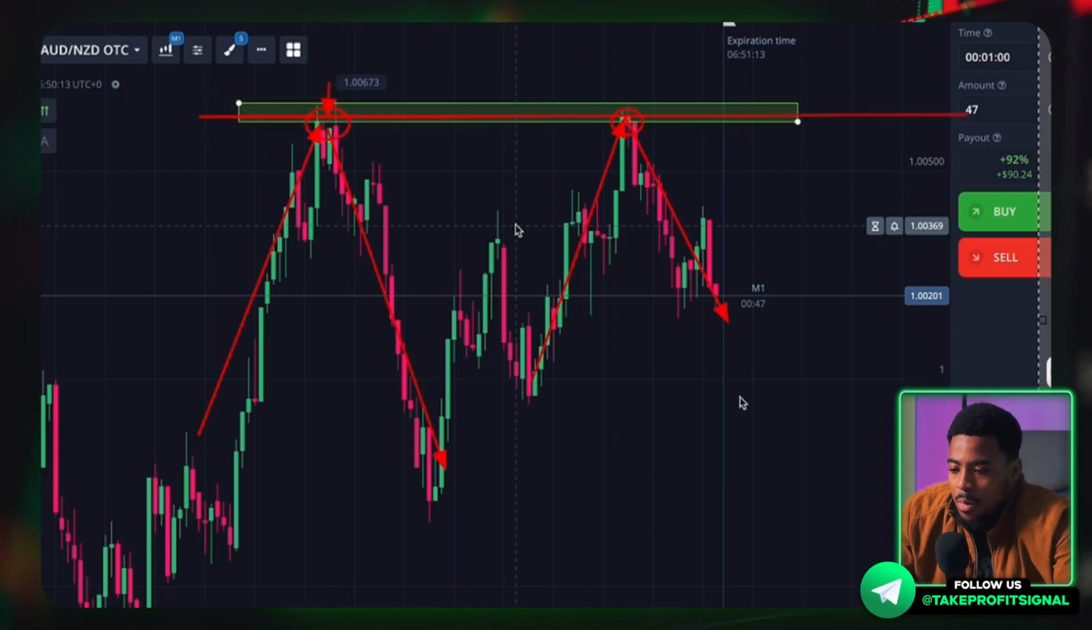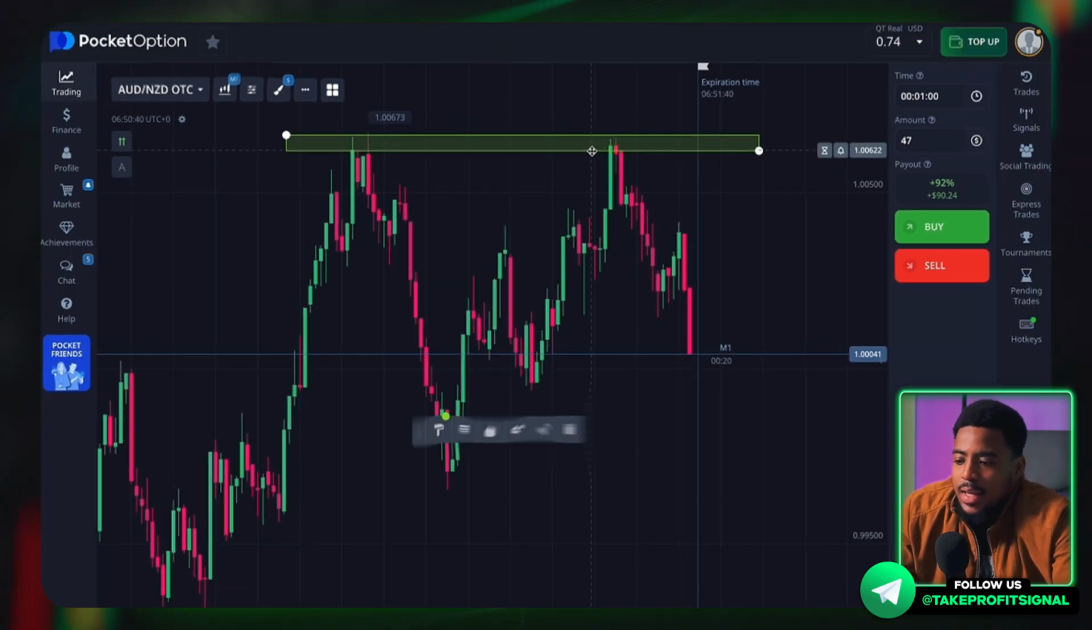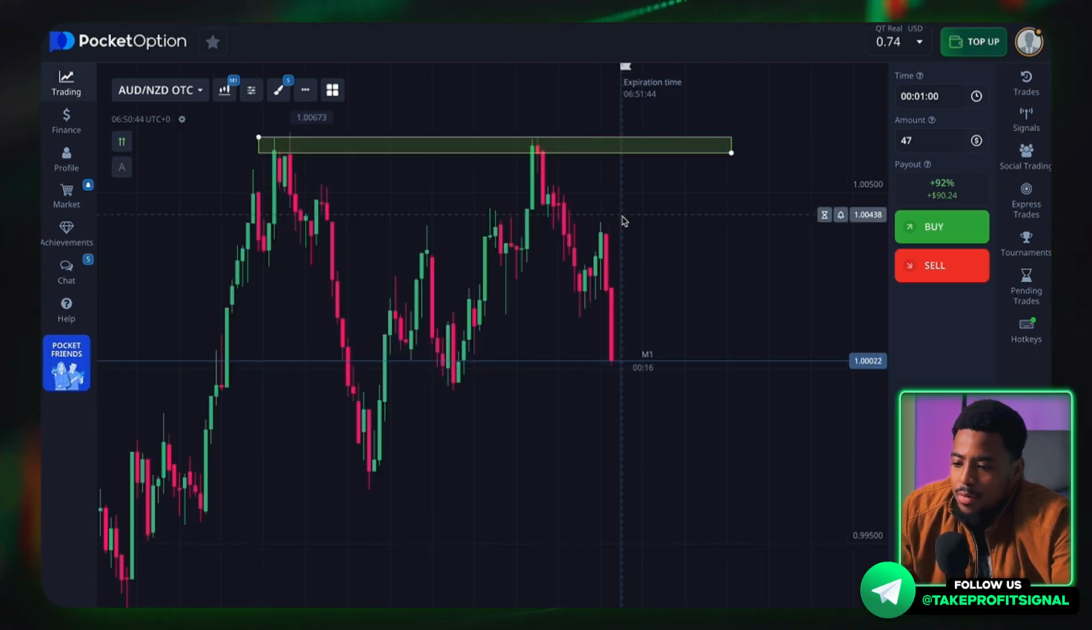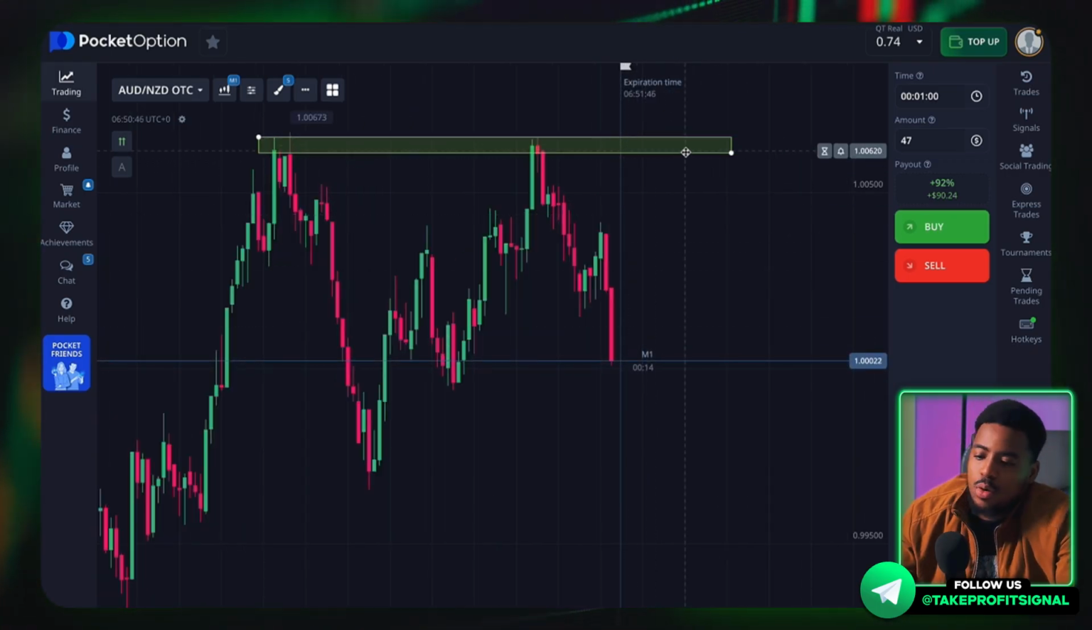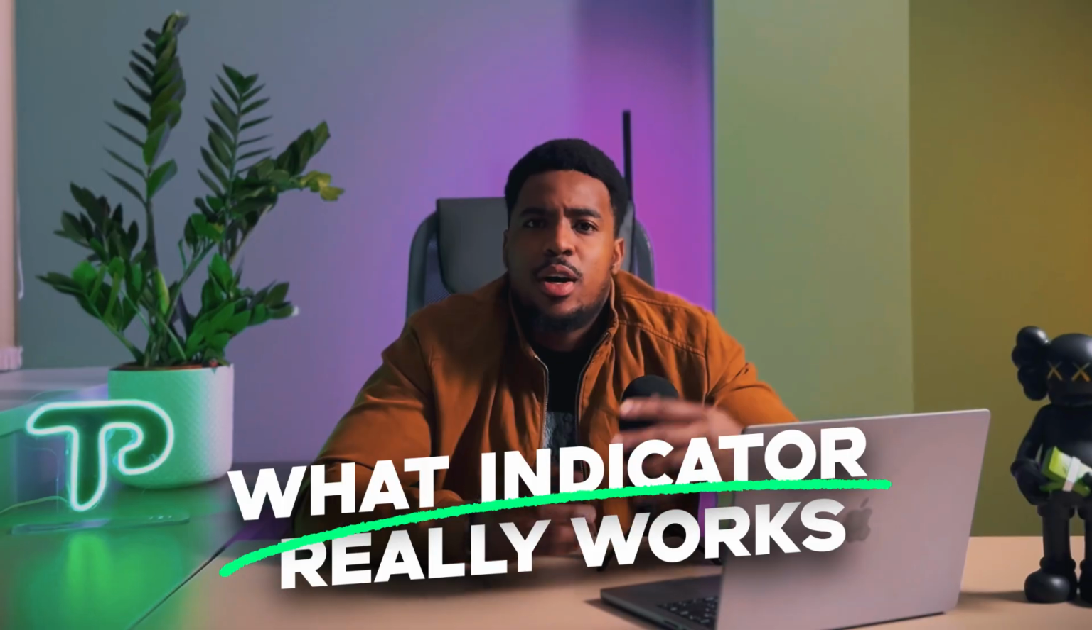I have marked it. It is highlighted with a green area, and it is very likely that when the market comes to this area for the third time, it also shows a reaction to the decrease. Do you know what indicator really works when there are clear horizontal levels in the market?